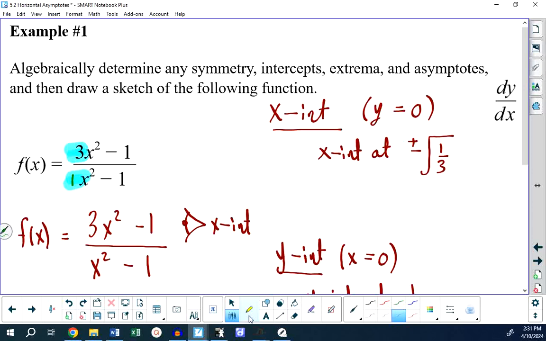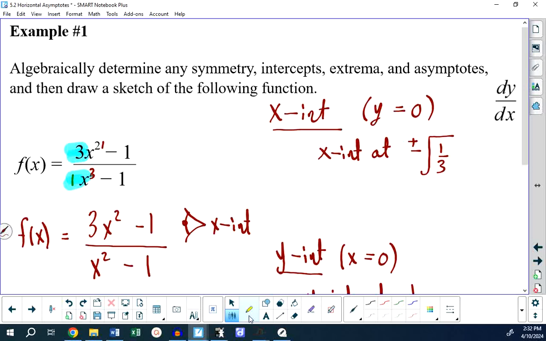Eli, do you remember what happens if the degree on the top is smaller than the degree on the bottom? It's at 0, y equals 0, the x-axis. Do you remember what happens if the degree on the top is less than or is more than the degree on the bottom? There is no asymptote. So you had these rules.